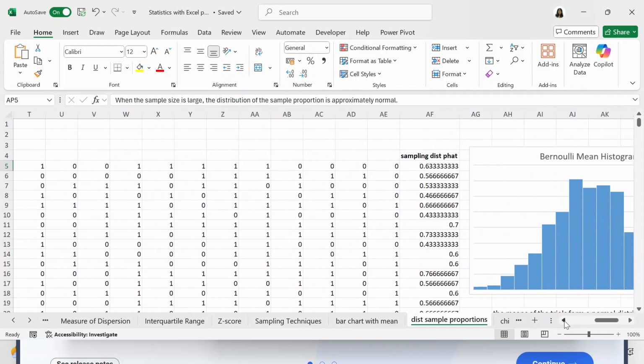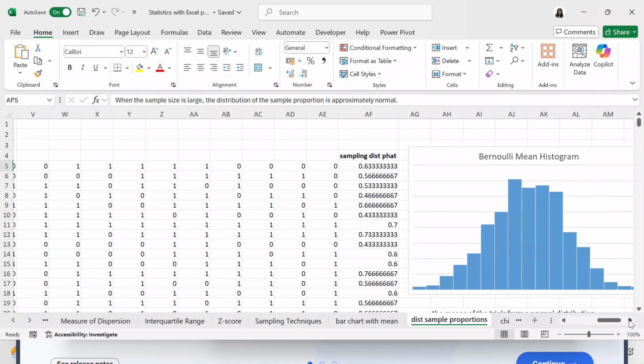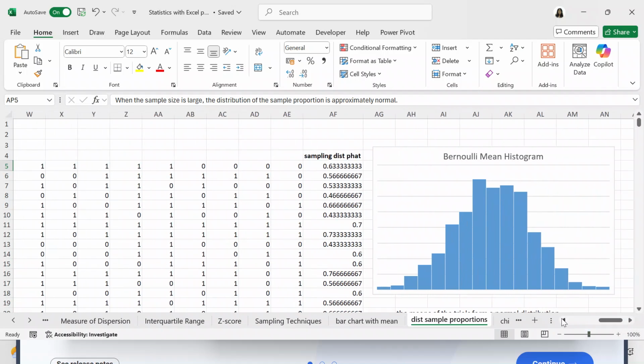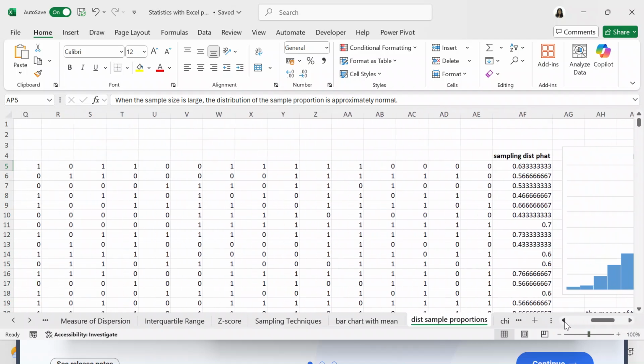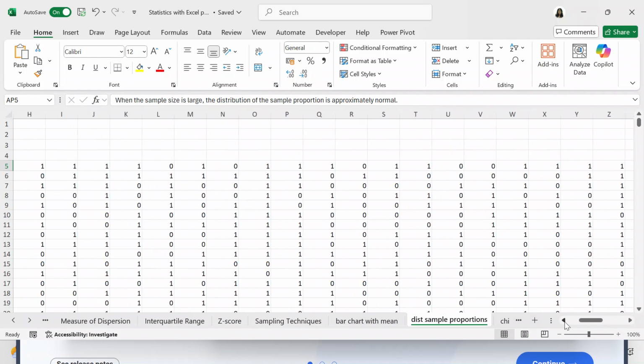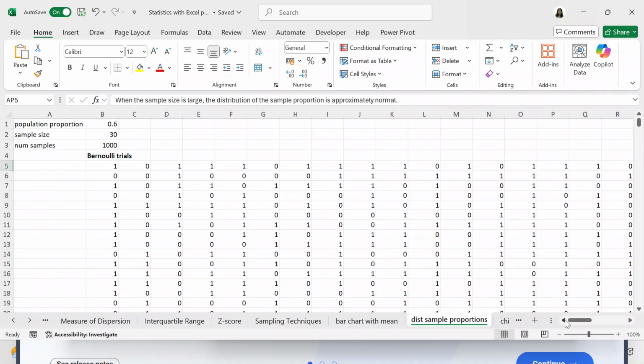So this is a Bernoulli mean histogram that I have created. And then you can see that the population proportion is 0.6. The sample size is 30, and the number of samples is 1,000.